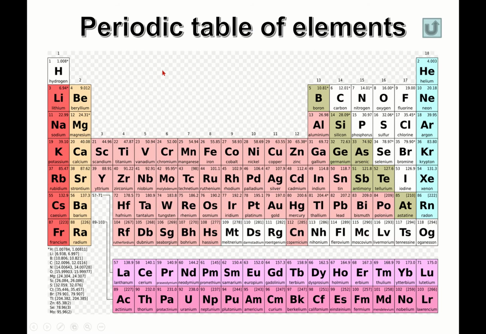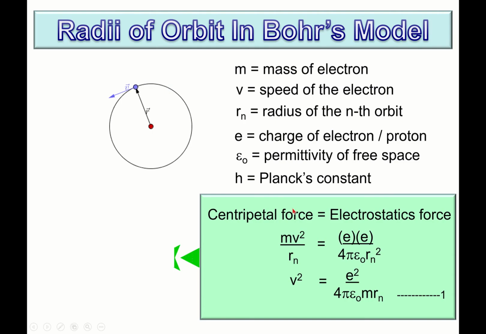From the periodic table, hydrogen has a value of Z equal to 1. So that's why for the proton, we have 1e here.